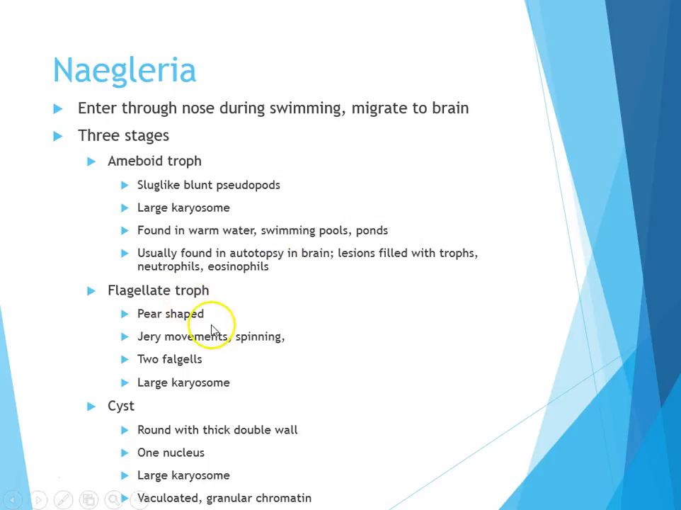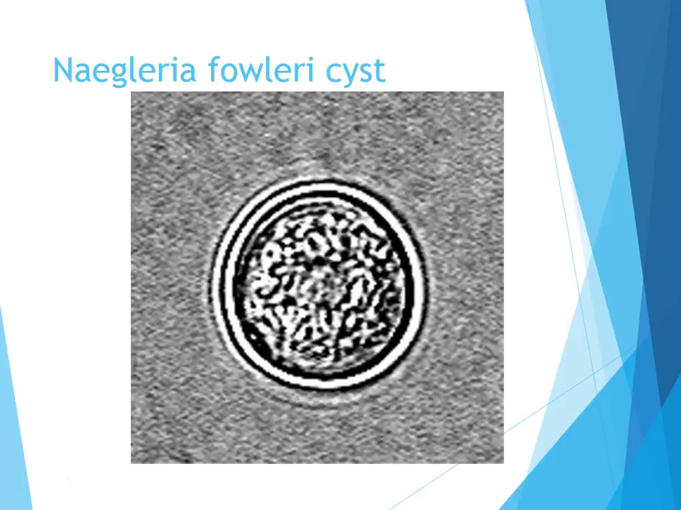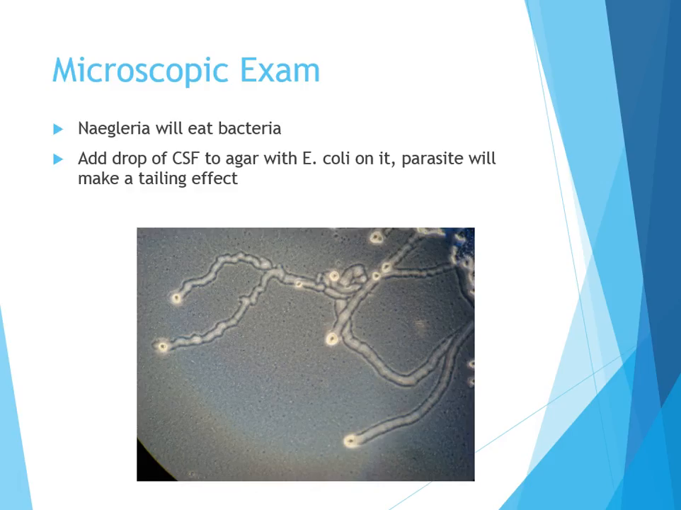Okay, the flagellate troph is pear-shaped. That's supposed to be jerky movements, and it spins. It has 2 flagella, a large caryosome. The cyst is round with a thick double wall. It has 1 nucleus, a large caryosome, and it's vacuolated. These are the flagellate trophs. This is a double wall cyst.